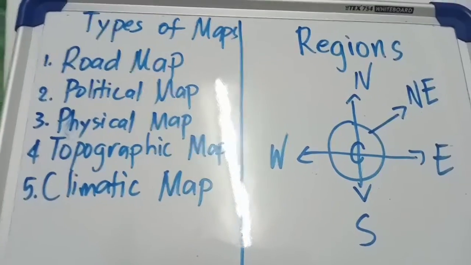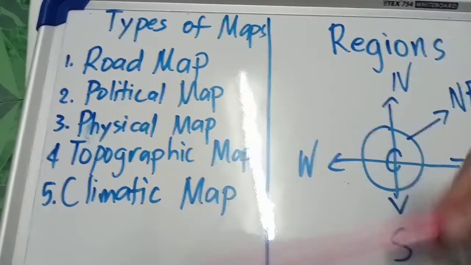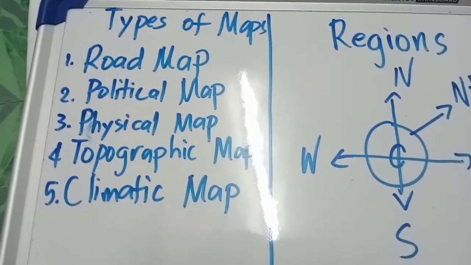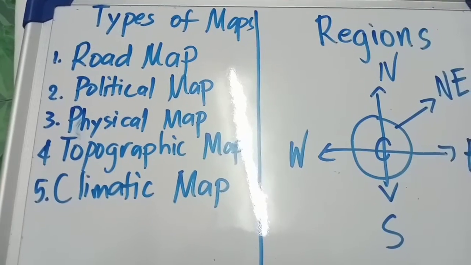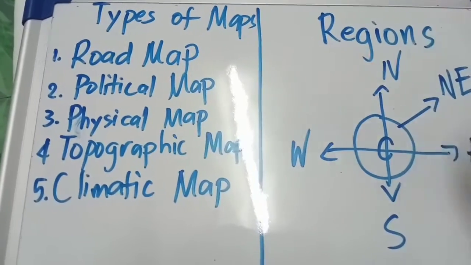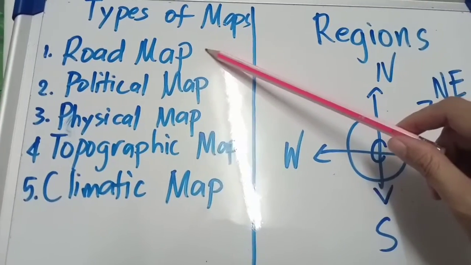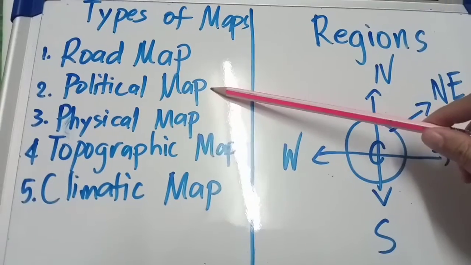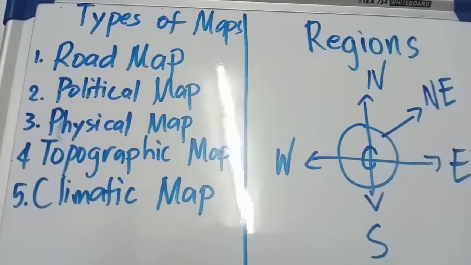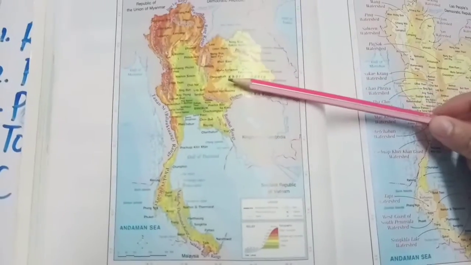In order for us to know different types of maps, we have the road map. These are the common things. If you still remember when you were in grade 4, we talked about a lot of things about different types of maps. So we have here the road map that looks like a cartoon or anime. That's the road map. Then we have the political map. This is the example of a political map.